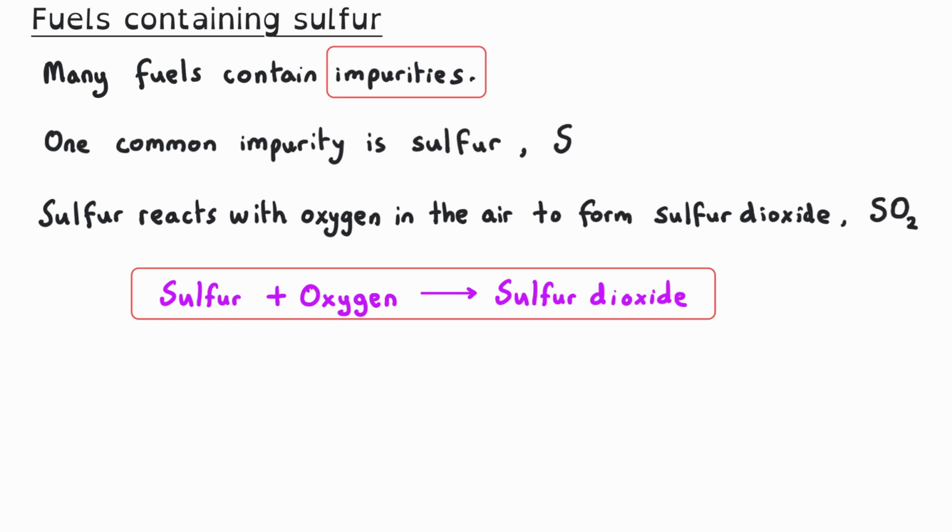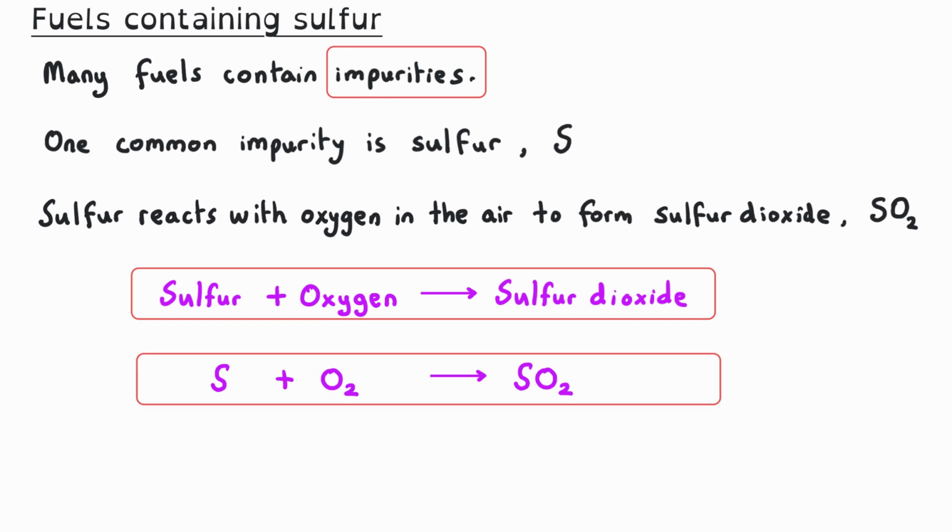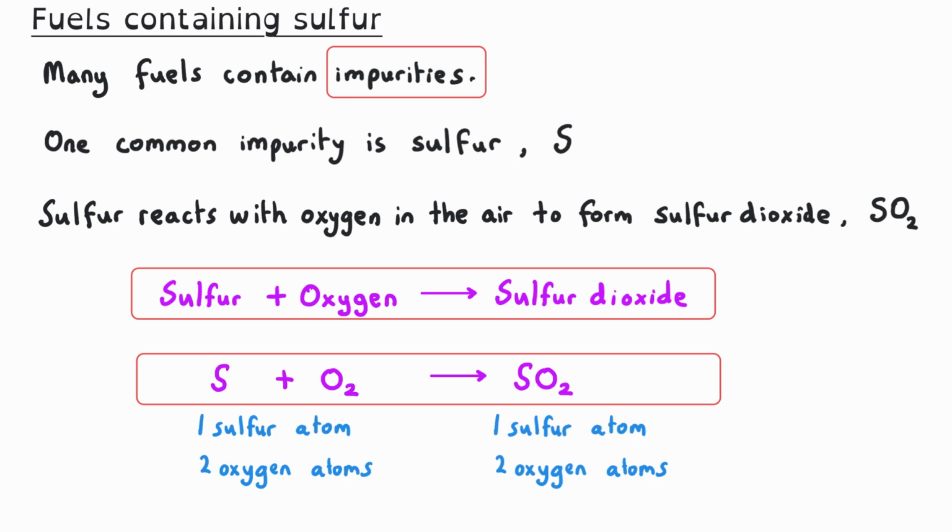The process looks like this. Sulfur in the fuel reacts with oxygen to form sulfur dioxide. And so that's the word equation. The symbol equation is also quite straightforward. S, which is sulfur, reacts with O2, which is the oxygen, to produce SO2. And this equation is actually already balanced because we have one sulfur on both sides of the equation and two oxygen atoms on both sides of the equation as well.